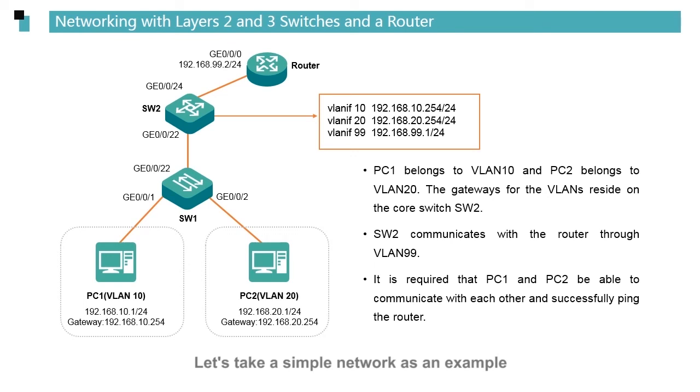Let's take a simple network as an example. A layer 2 switch is connected to two PCs. PC 1 belongs to VLAN 10 and PC 2 belongs to VLAN 20. The gateway address of VLAN 10 is 192.168.10.254, and that of VLAN 20 is 192.168.20.254. It is required that PC 1 and PC 2 communicate with each other.